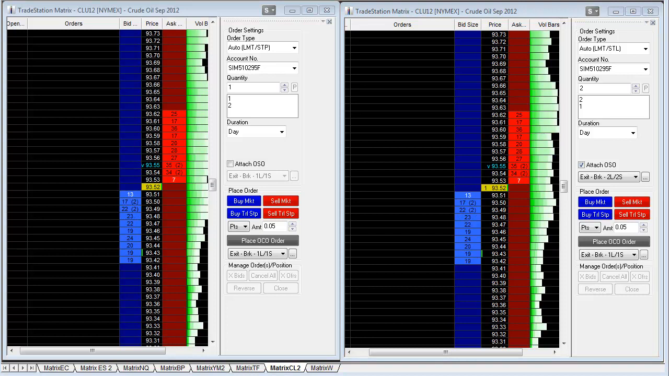All right, on the next video, I'm going to show you a couple live trades using this exact setup, one on crude oil and one on the Russell E-mini.